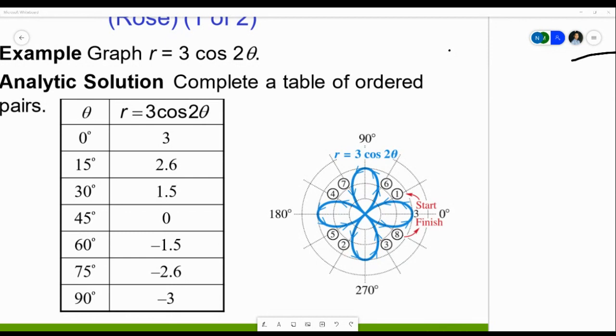Professor, I have a question looking at that graph. Go ahead, Aim. What's your question?